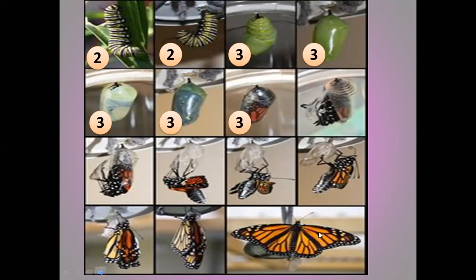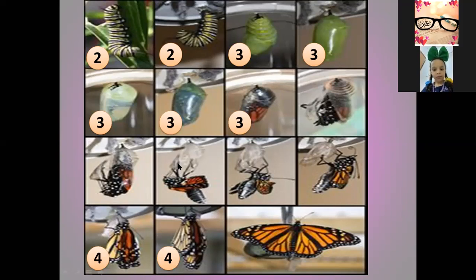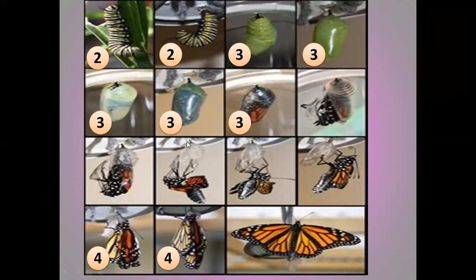Now, let's see what is this stage, KG. The butterfly is out. Four. And this stage is also? Four. The last stage, the big butterfly, is also? Four. Okay? So now let's go to the next page.